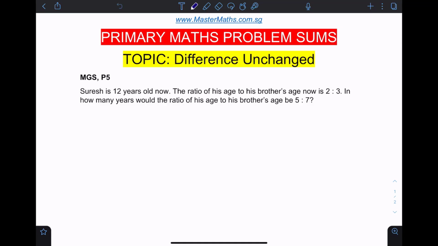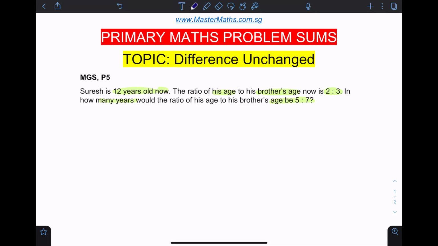Now this question is on difference unchanged and it is age related. Let's discuss. Suresh is 12 years old now. The ratio of his age to his brother's age is 2:3 right now. In how many years would the ratio of his age to his brother's age be 5:7?